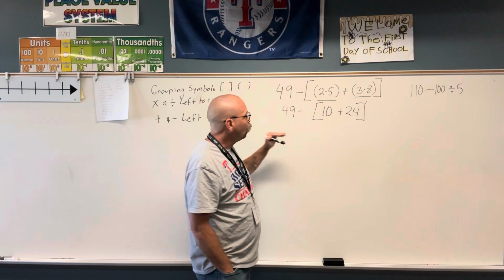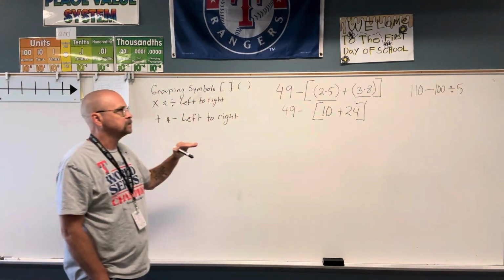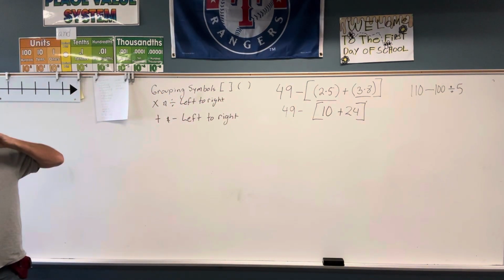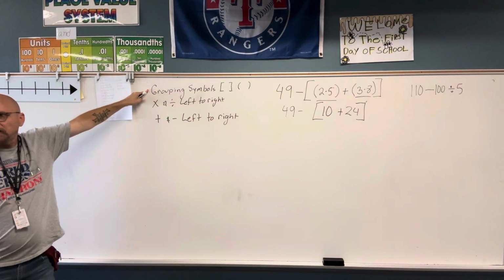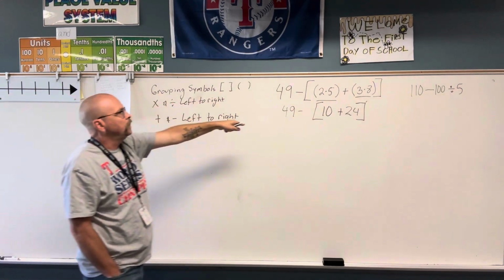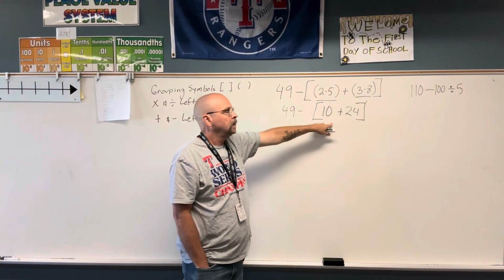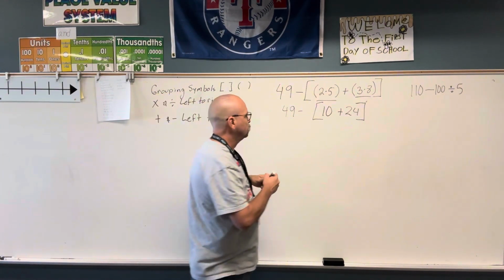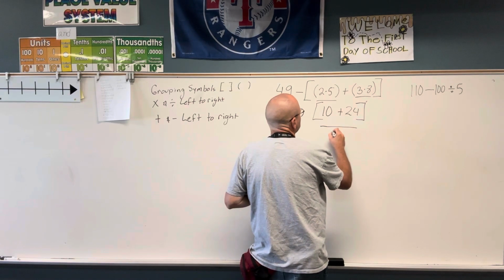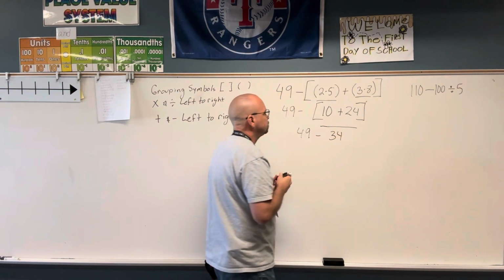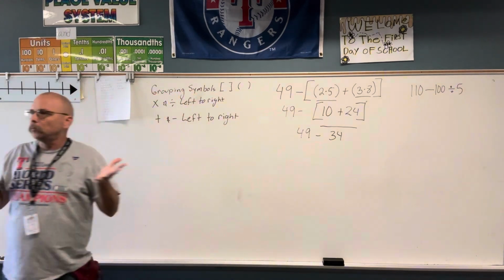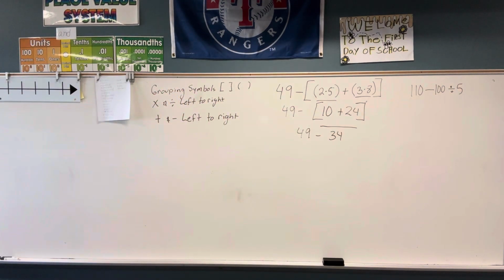Riley, where do I go next for this next step? Do we have grouping symbols? Yes. Yep, thank you, Riley. And so we start with them. So Riley, what is 10 plus 24? 34. So the sum of 10 and 24 is 34. So now we have 49 subtract 34. We're done with the brackets. We've done all the operations inside the brackets. Nevaeh, what is 49 minus 34?